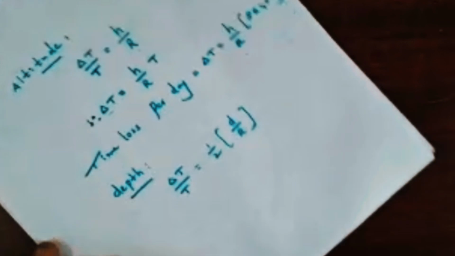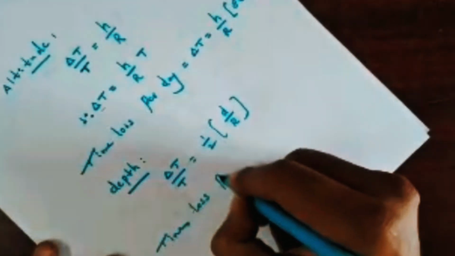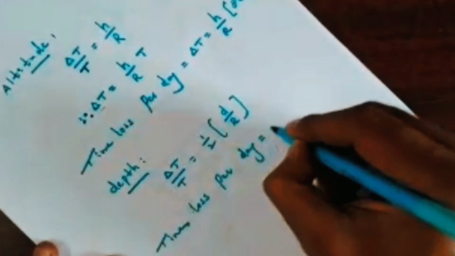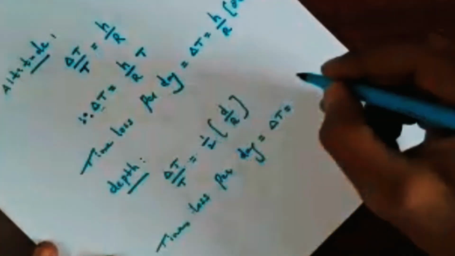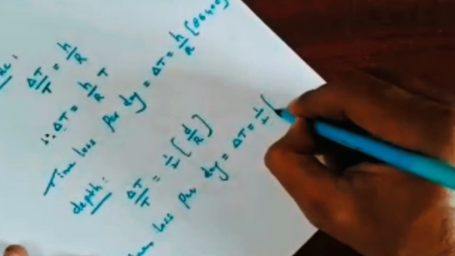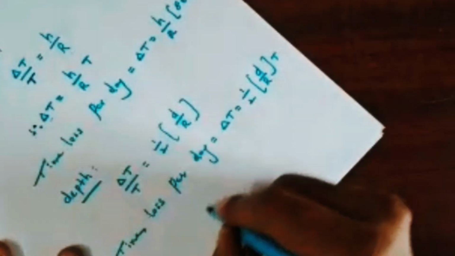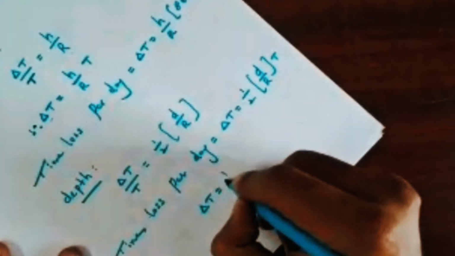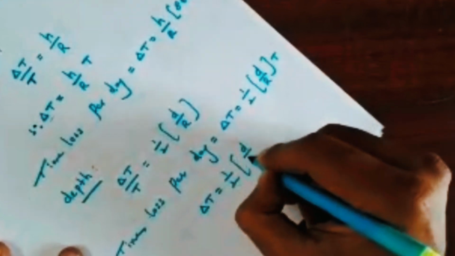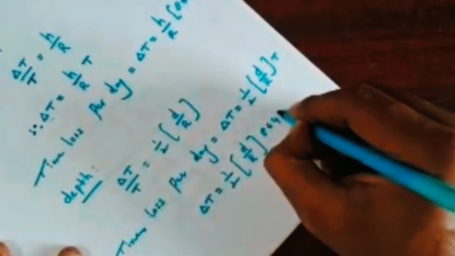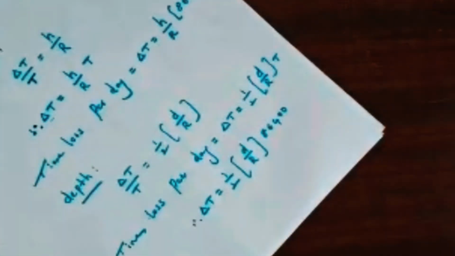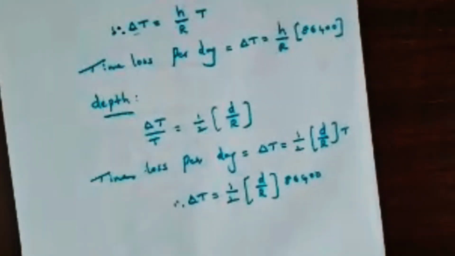So now here the time loss per day is equal to delta T is equal to cross multiplication 1 by 2 into D by R into capital T. Now delta T is equal to same. Per day how many seconds? 86,400 seconds. So delta T is equal to 1 by 2 into D by R into 86,400 seconds.